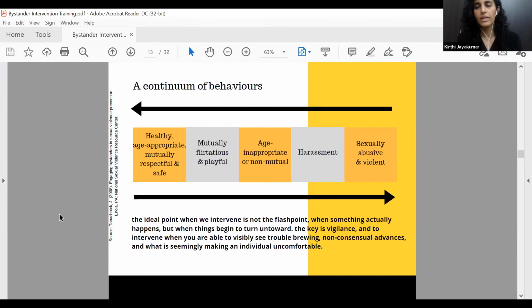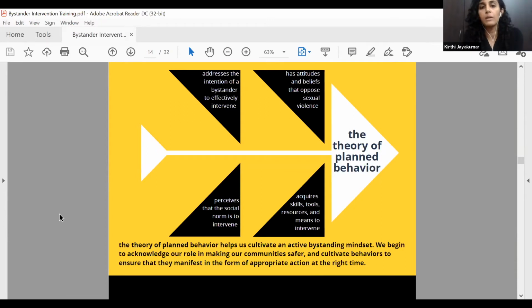You really start looking into the situation when it begins to look uncomfortable to you. At what point is it becoming non-consensual? At what point is it making one person in that engagement uncomfortable? And it's okay to err on the side of caution, because there are ways, like you'll see later on in the conversation, to intervene without really inserting yourself into the situation, to break up a potentially violent situation or a possibly escalable situation before it becomes dangerous. So the theory of planned behavior helps you do exactly that. Bystander intervention is not just about a workshop you attend. It's about a behavior that you cultivate. And we're going to look at ways to actually do that.